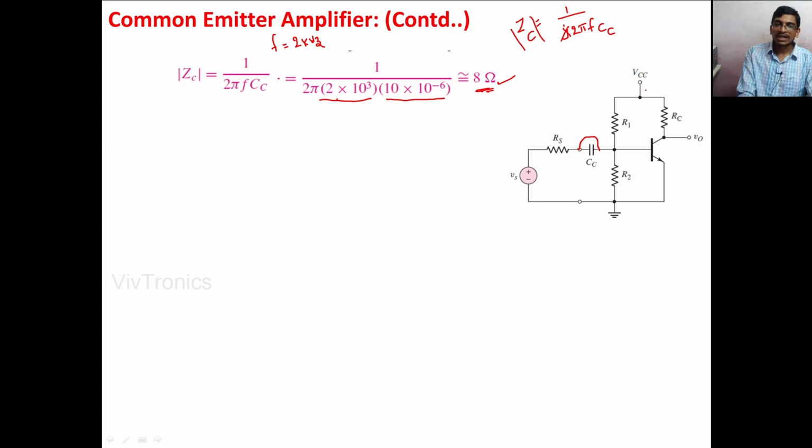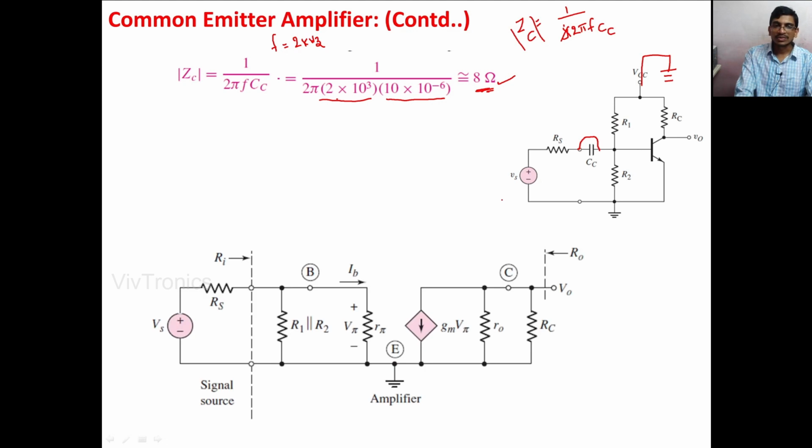Now we have to draw the equivalent circuit for the common emitter amplifier. Before that we have to ground all the DC sources present in the circuit. So I am going to ground this VCC, and we also have to keep all the capacitors as a short circuit because we are operating in the medium frequency range. At that range the reactance of all capacitors is equal to 0.